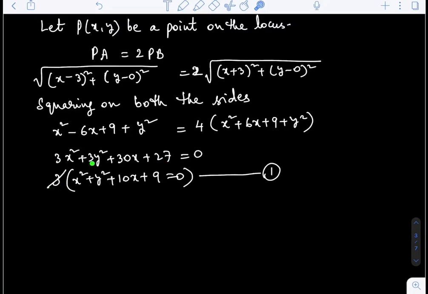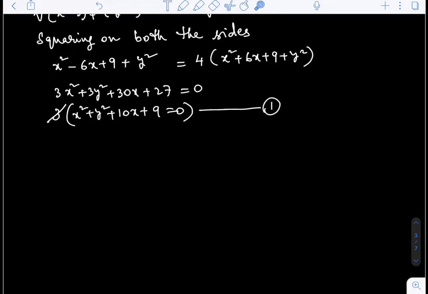and 3 is taken common from every term. 3 zeros are 0. So from the whole equation I am taking 3 common. Now this will be cancelled like this. But don't forget to put a bracket up to here. Then only you can cancel it. So this is the equation which we got now.